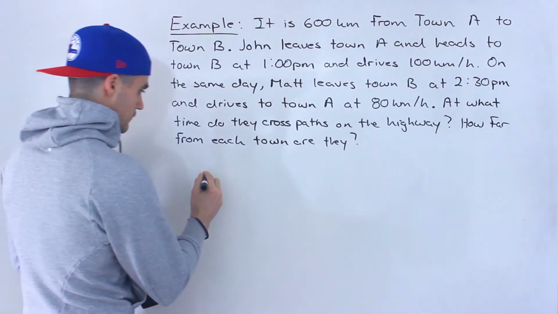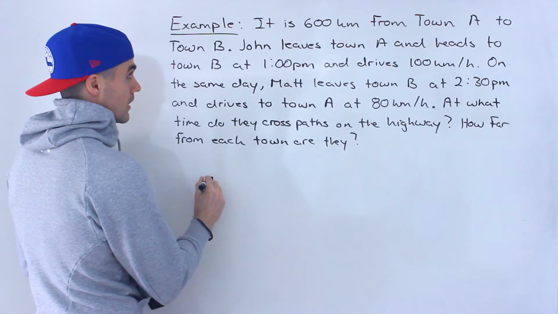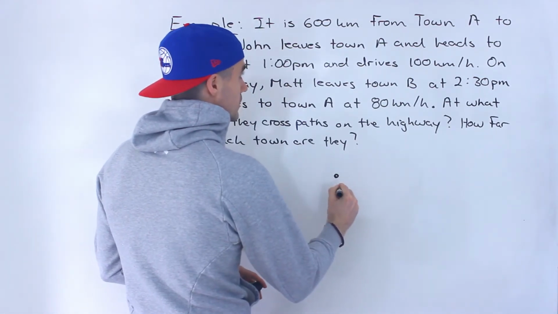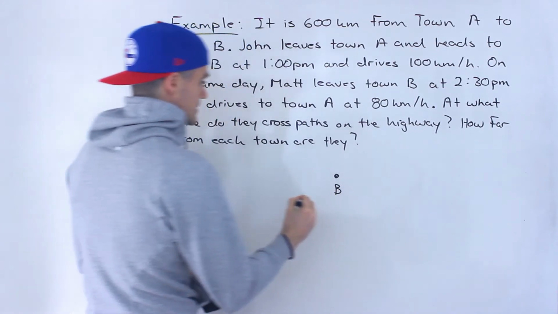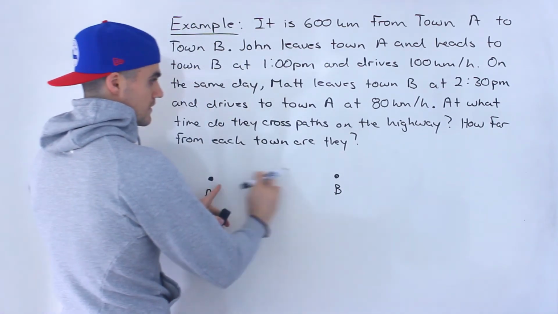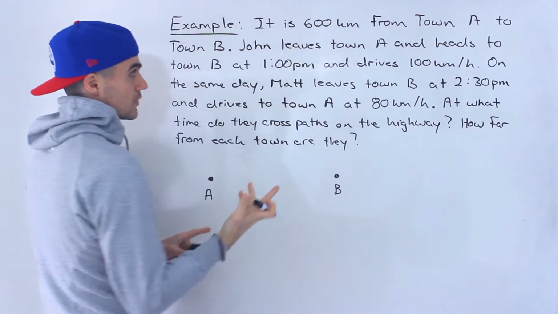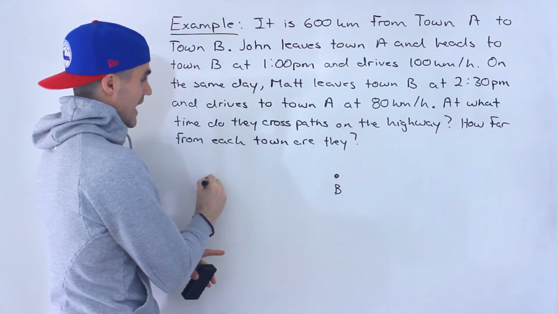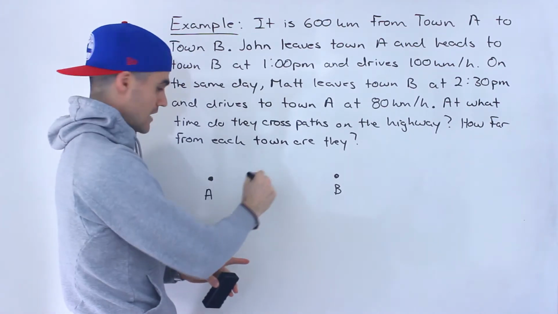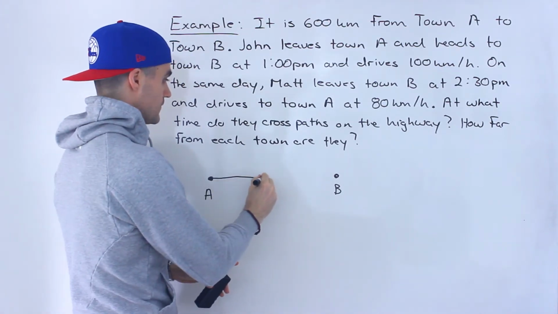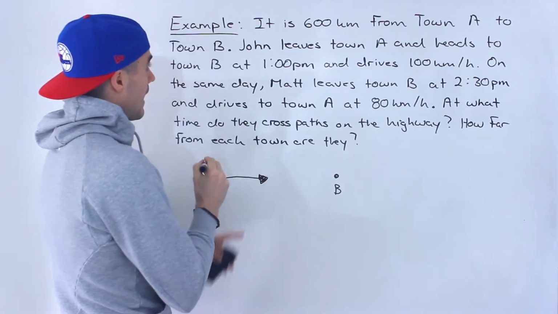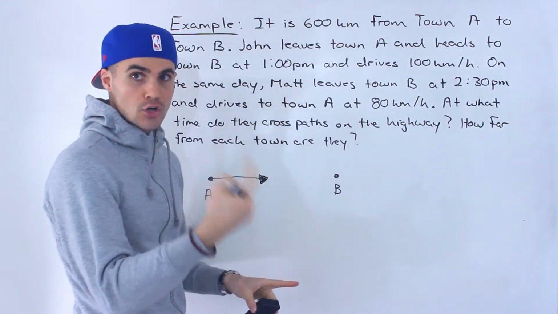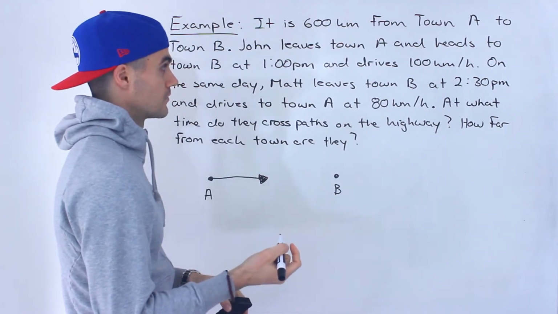So what I'm going to do is first show this in a diagram. Let's say this point here is town A, this point here is town B, and the distance between them is 600 kilometers. John leaves town A and heads to town B, so he drives this way at 1 p.m., that's when he starts driving, and he drives at 100 kilometers per hour.